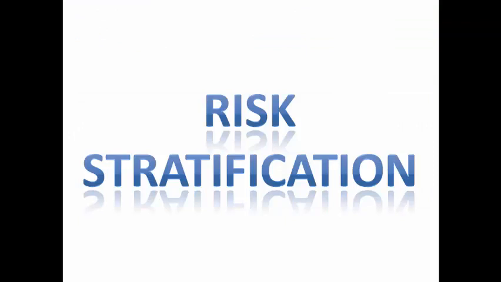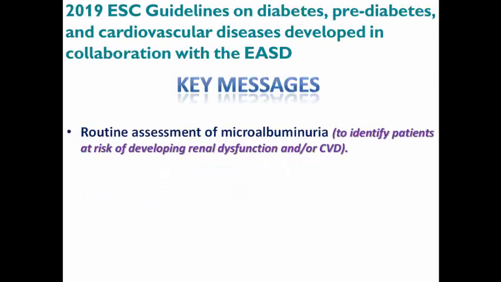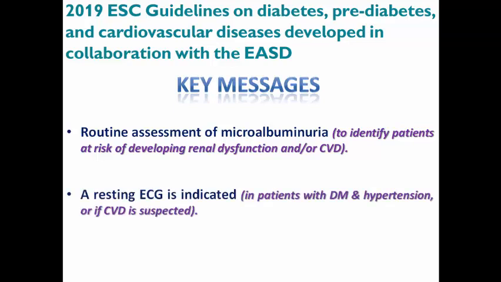Let's move to the risk stratification. We know from the 2019 guidelines that any diabetic patient should be assessed for microalbuminuria in order to identify who is at risk of developing renal dysfunction or cardiovascular disease, and it can be assessed by the protein creatinine ratio rather than 24-hour urinary collection. A resting ECG is indicated if a patient has both diabetes and hypertension, or if we suspect cardiovascular disease. We know, of course, that diabetes is one of the strongest risk factors for cardiovascular disease, and if it is uncontrolled, it is considered a coronary artery disease equivalent.